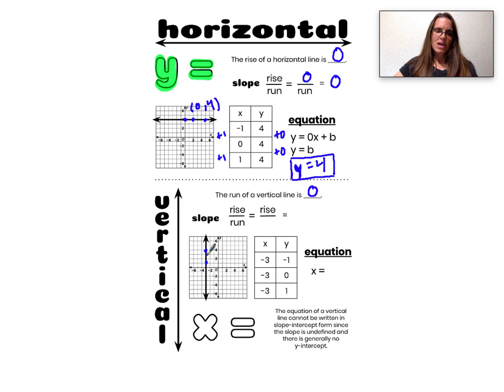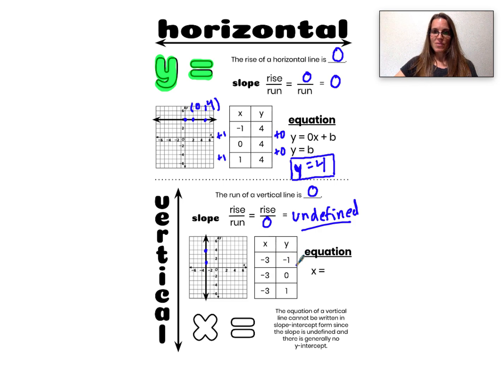So even though my rise is 3, that doesn't really matter because any value divided by 0 is explosion of the universe, explosion of your calculator. You'll get an error because you cannot divide by 0. Any value divided by 0 is undefined. Therefore, the slope of a vertical line is undefined.